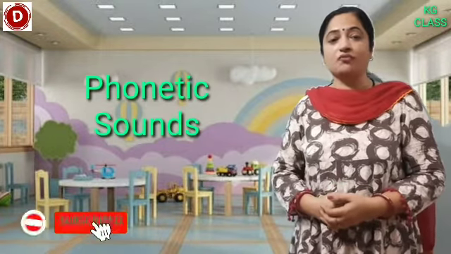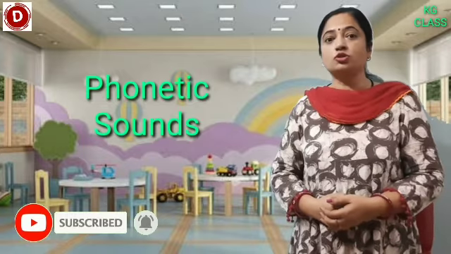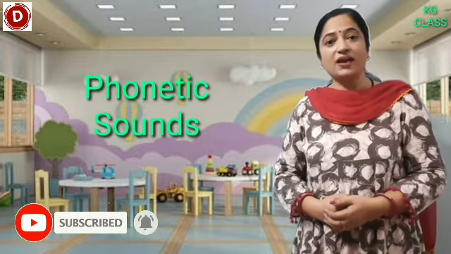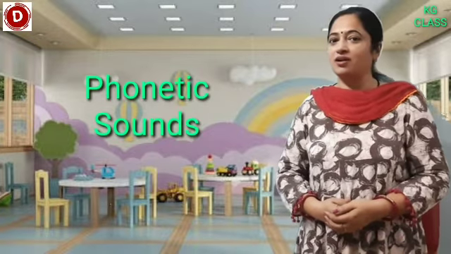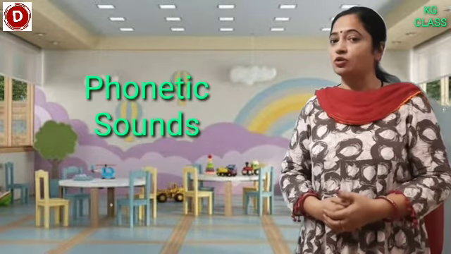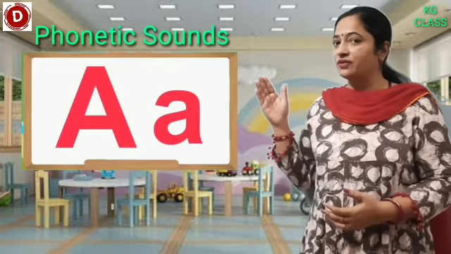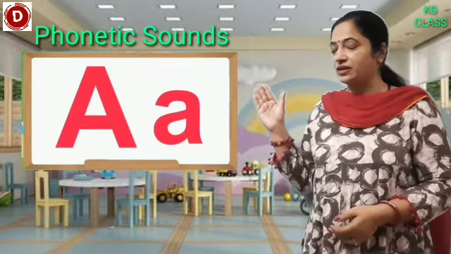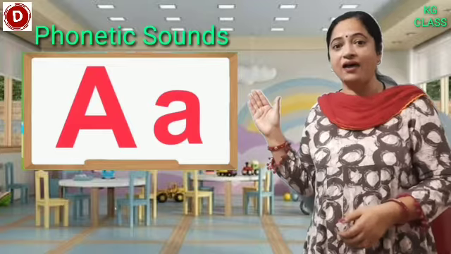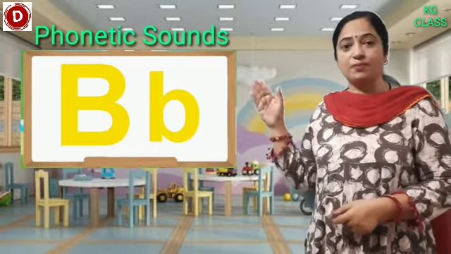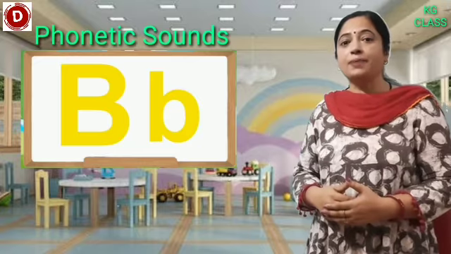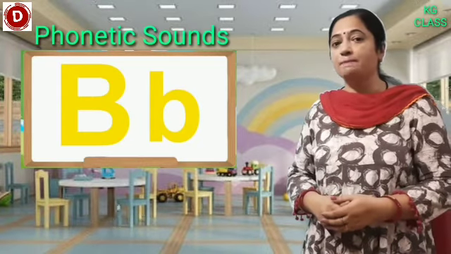Children, phonetic sounds are very important. If you are able to learn them, then you will be able to read books easily. So come on, let's revise them and you also speak with me. This is the first letter A, capital A and small a. A says A. The sound of A is A. After A comes B. B says B. The sound of B is B.